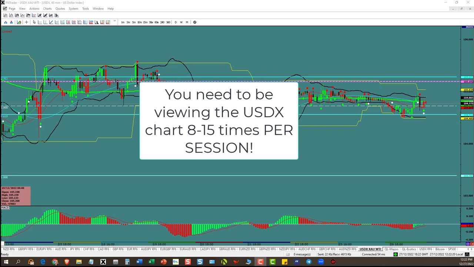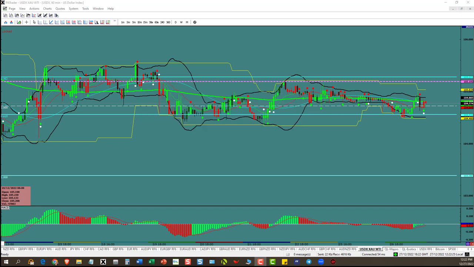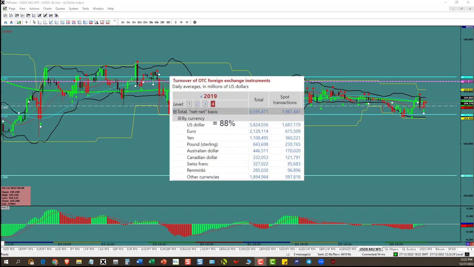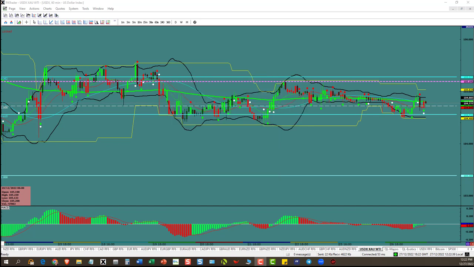By the way, you should be looking at the dollar index anywhere from 8, 10, 12, 15 times per trading session. The reason for that is that the dollar index affects 88% of all currencies in the market, and therefore, except for 12%, everything is affected by it. If it's going up, certain currencies go down, certain currencies go with it. That's called correlation, and you need to memorize correlation. All right, so let me pull that up for you so you can see it.